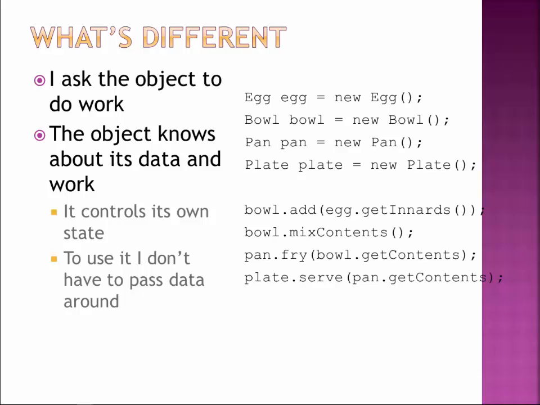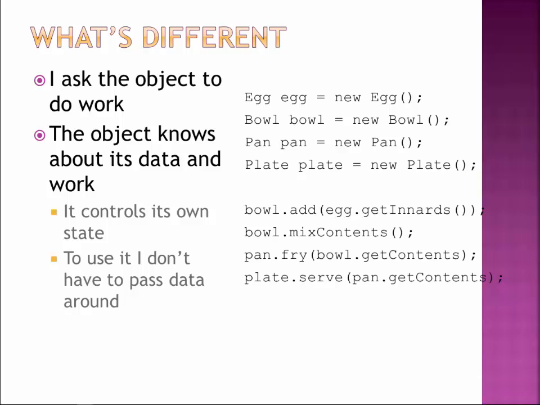The egg knows it has contents. It knows it has a yolk. It knows it has whites. It knows how to get those things to you, and it has the work to allow you to do that. It controls its own state. If I get the contents of an egg, it becomes a shell. If I go and ask the egg to get contents again, it can't generate that again. It already gave them away. And so it would give you an error message or something like that.